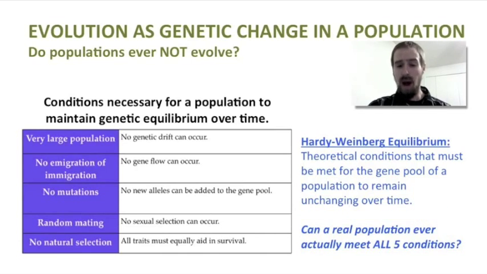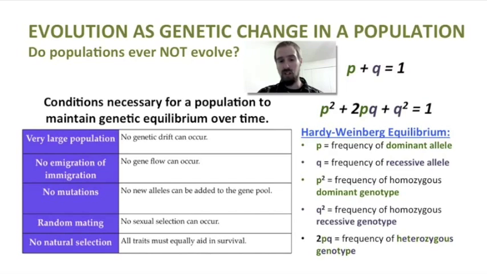What's the point? Why bother with a theory for something that could never actually occur? Well, as scientists, we always need something to compare our observations against, and to test our predictions against. Hardy-Weinberg Equilibrium provides that basis for comparison, the baseline against which we can measure evolutionary change.